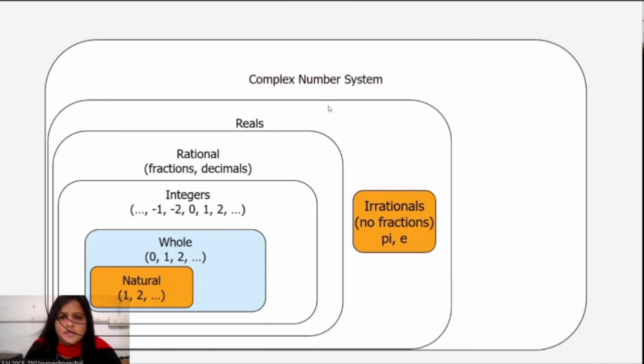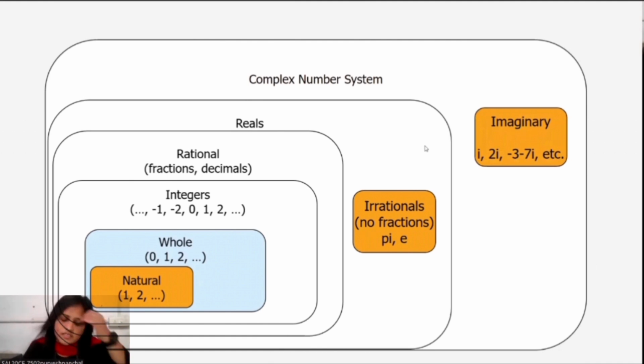So all real numbers are complex numbers because the imaginary part is 0. And now we also know that we have imaginary numbers. So real part plus imaginary part will make a complex number. So this is what the complex number system is.